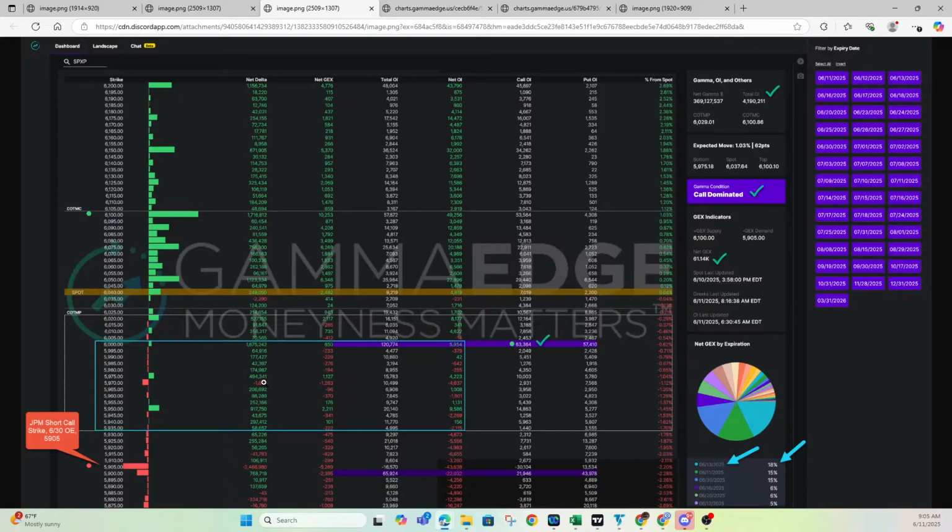Any pullback is an opportunity to get involved on the long side via pullbacks and entries into these transition areas, as long as the sentiment and structure is maintained as in a call dominated environment. Within this overall transition area, you can see some volatility if we start dropping back down toward that 6,000 level. So that's the SPXP full expiries turned on.